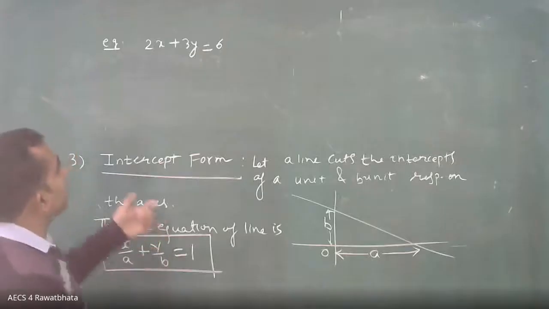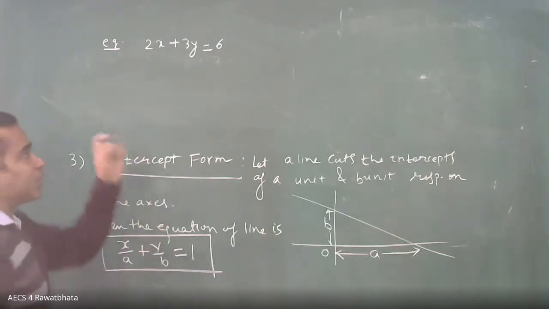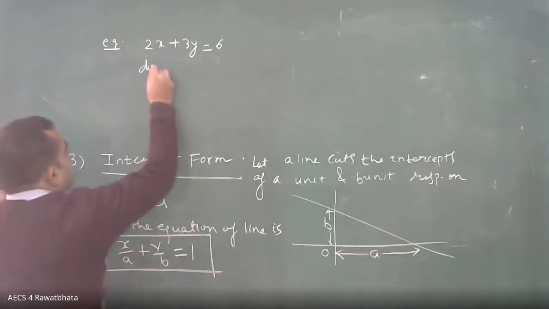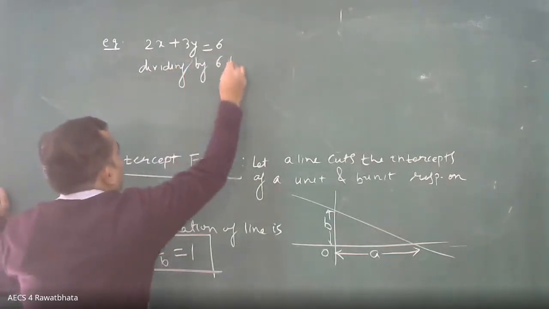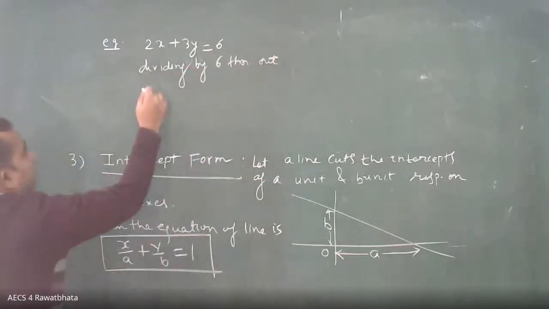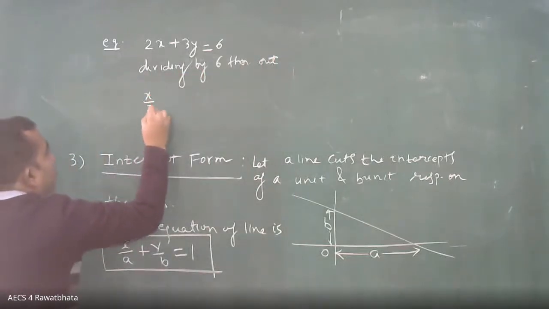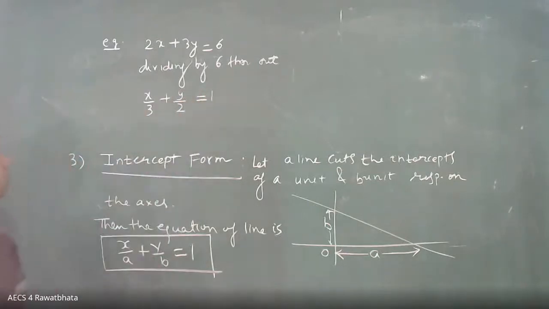Any idea, students? By dividing by 6. Dividing by 6, yes. Because this equation contains 1 in the right hand side. So divide by 6, you will get 1. Dividing by 6 throughout. And this will become 2 upon 6 is 1 upon 3. x upon 3 plus y upon 3 2s are 6 equals to 1. Now this intercept form is ready. Now its graph you can draw easily.